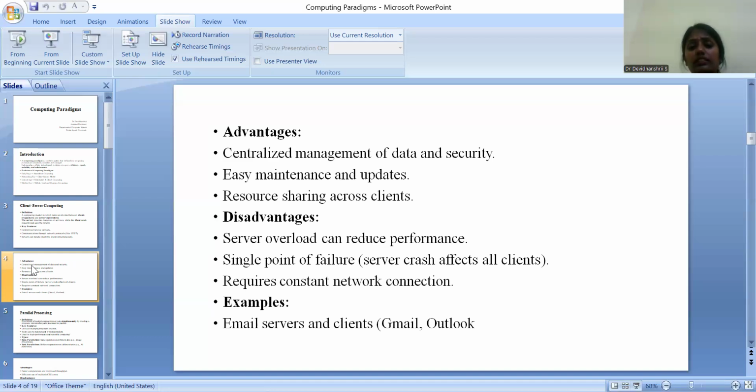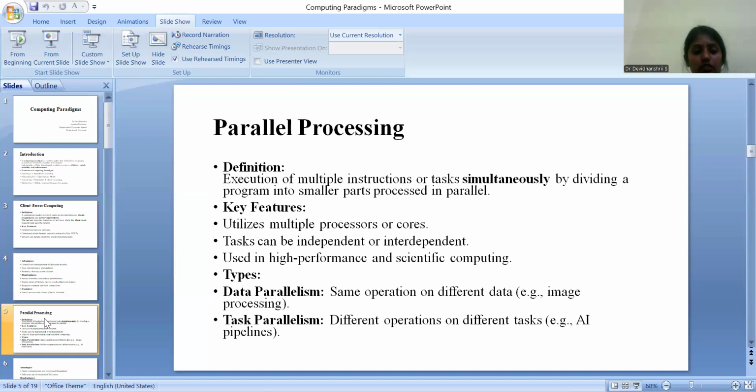The disadvantage is that the server can be overloaded, which reduces performance. It also requires a constant network connection. If the network is not there, it will run into problems. Some examples are email servers and clients.